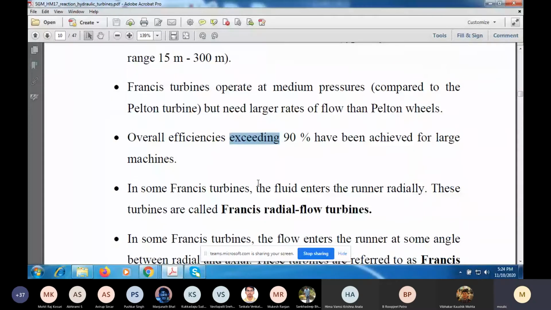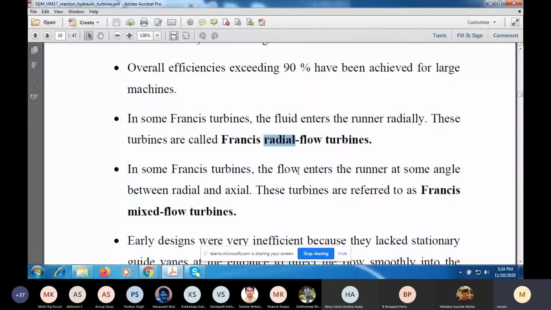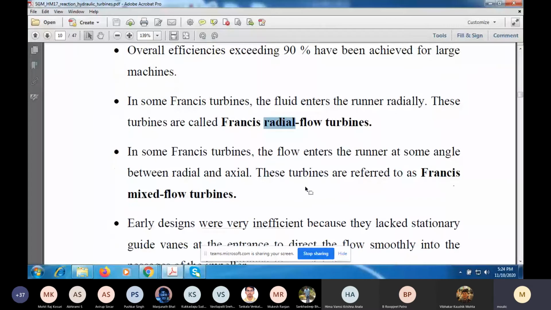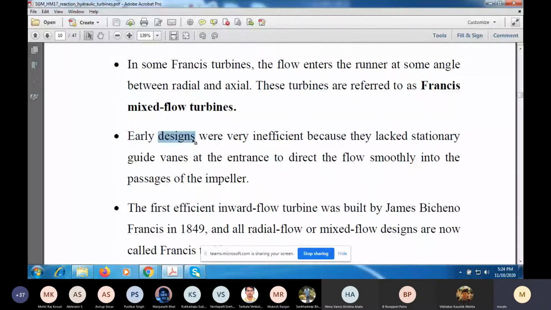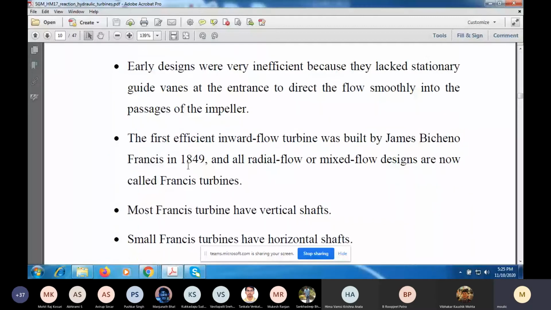Now, in some Francis turbines, the fluid enters radially. These are called radial flow turbines, and I've just shown you an example of that. But there are some Francis turbines where the flow enters the runner at some angle between the radial and axial. These are called mixed flow turbines. Now, the earlier designs, we did not have the stationary guide vanes to direct the flow smoothly onto the passages of the impeller, and hence they were inefficient. The first efficient inward flow turbine was built by Francis in 1849, and therefore, in honor of Francis, all radial flow or mixed flow designs are called Francis turbines.